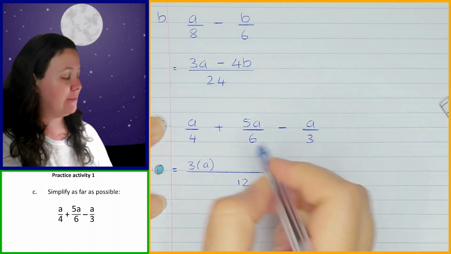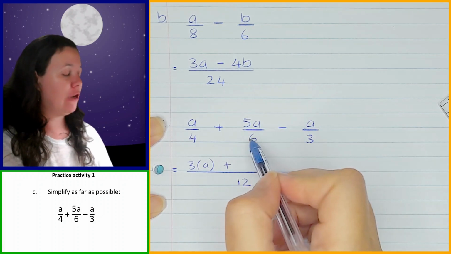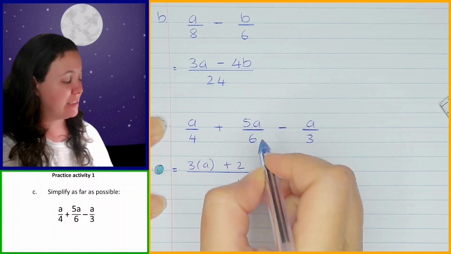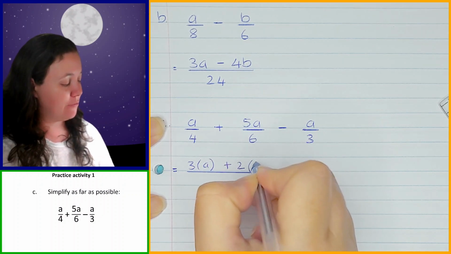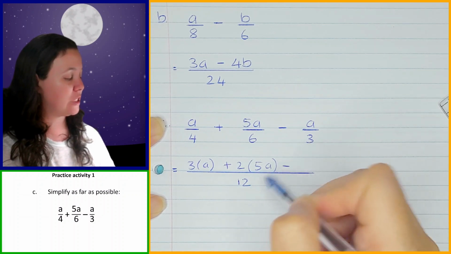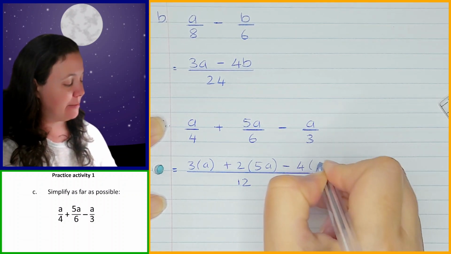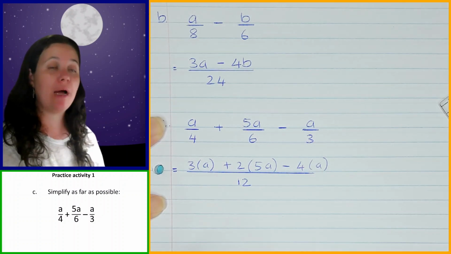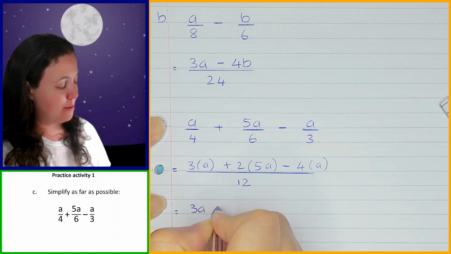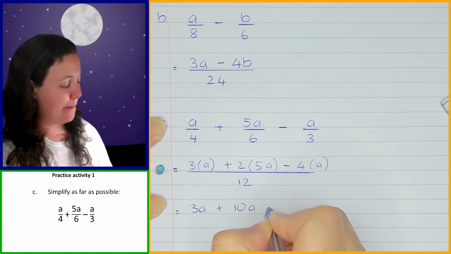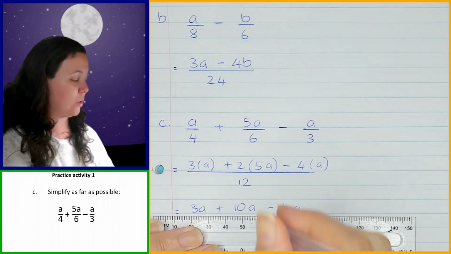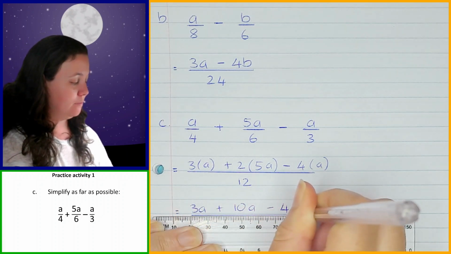So it's 3 times a and then plus. Now I need to multiply this by 2. So I need to put 2 over here and then put the numerator in brackets. So it's 2 times 5a. And then minus, I need to multiply this by 4 to get 12. So it's going to be 4 times a. Now I'm going to get rid of those brackets. So I've got 3a plus 10a minus 4a, and that all goes over my LCD of 12.